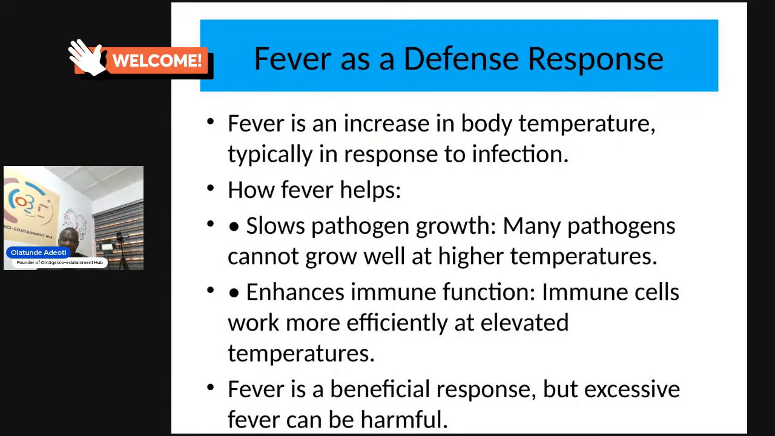The next one, which I told you about the other time, is fever. Fever is an increase in body temperature, typically in response to an infection. Sometimes when you have any infection, you become feverish, you become sluggish, and your temperature increases. It is a response to give your immune system a signal that your body is under attack.